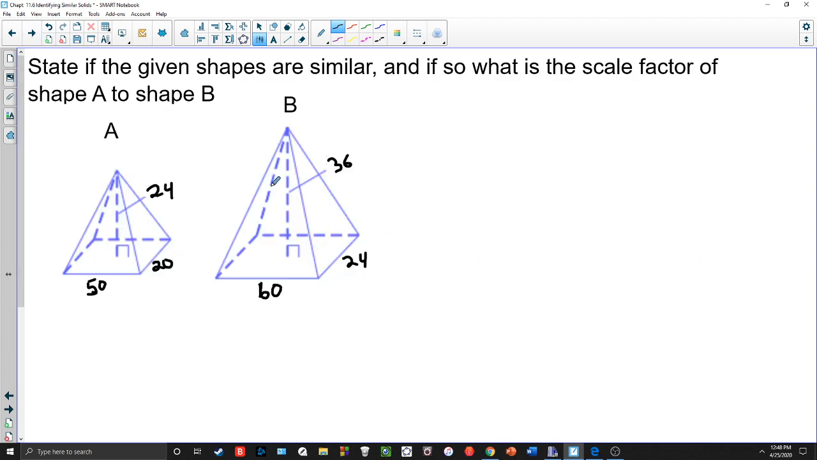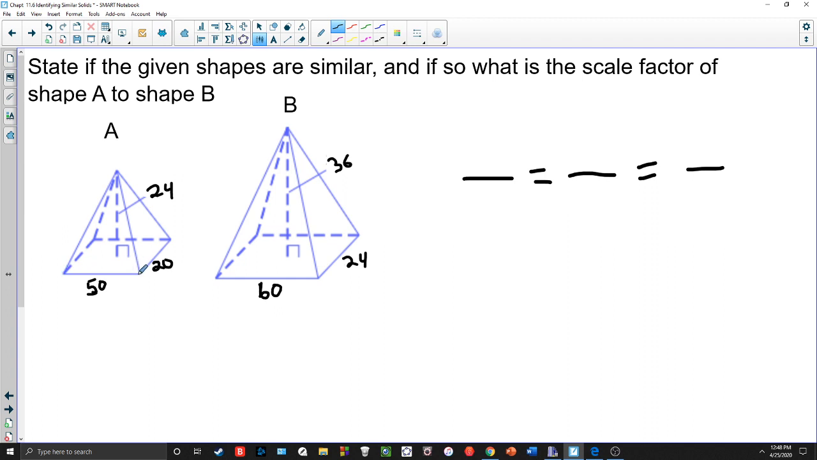So what about this one here? This is a pyramid shape, a rectangular pyramid. And I want to check if it's similar, and then again, if it is, what's the scale factor? Now, because I have 3 measurements labeled in each shape, I need to check all 3. And I need to make sure that I pick out the right corresponding pieces. So the first thing is to set up my proportions. I have 3 segments, so I'm going to have 3 fractions.